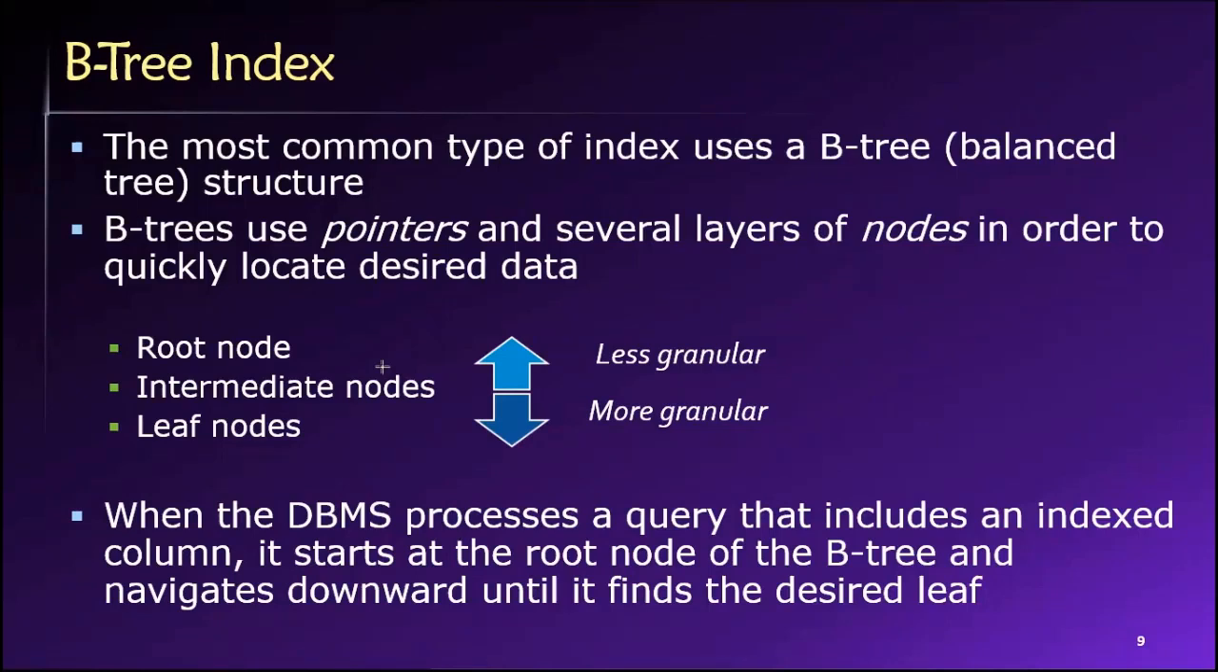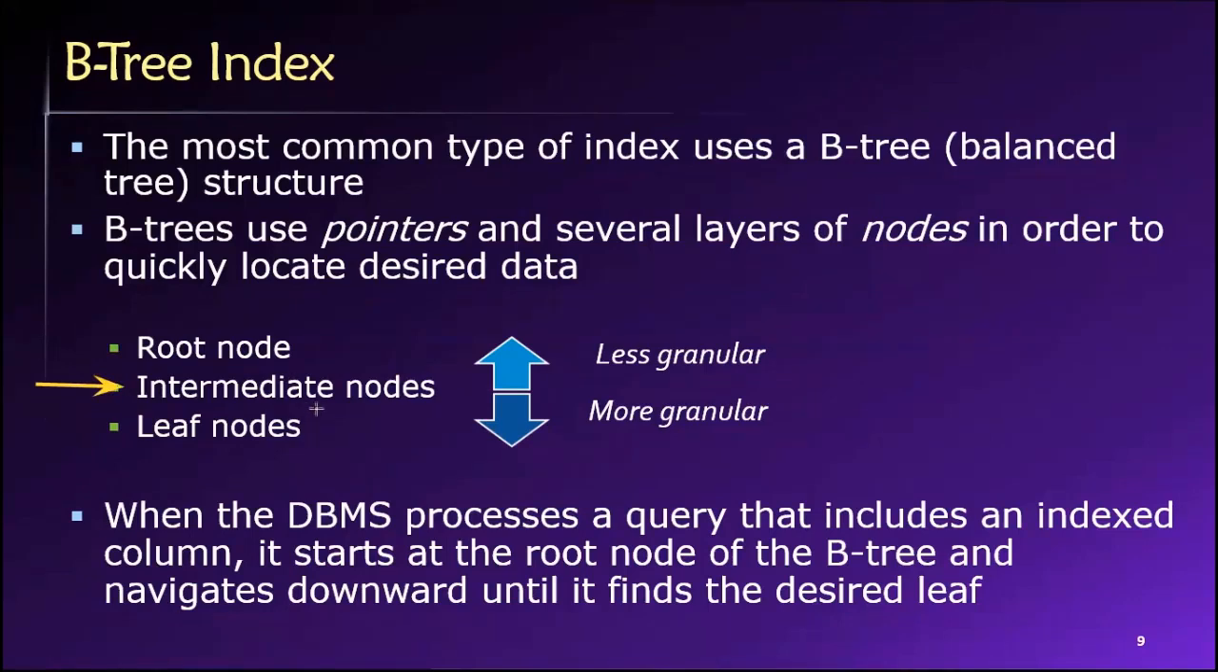And it begins by looking at the root node. It's going to look at the root node of this B-tree index, and that will tell it where to look next. Okay, so it looks at the root node first, and as soon as it looks there, it knows where to look next. So you'll look next at some group of intermediate nodes.